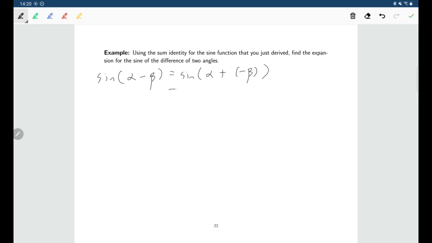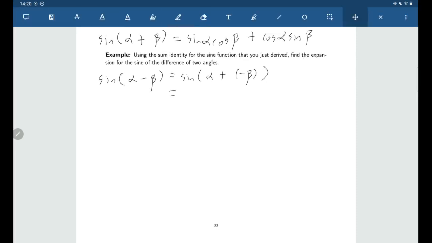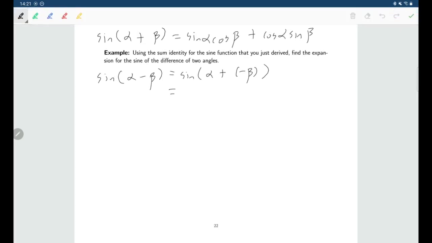And so we know our formula for one angle plus another. We just figured that out on the previous page, that sine of alpha plus beta would be sine of the first angle cosine of the second plus cosine of the first angle sine of the second. So using that here, we've got the first angle is alpha and the second angle is negative beta. So that's sine alpha cosine negative beta plus cosine alpha sine negative beta.